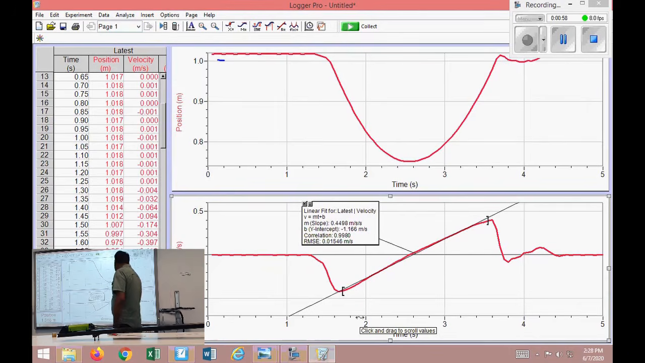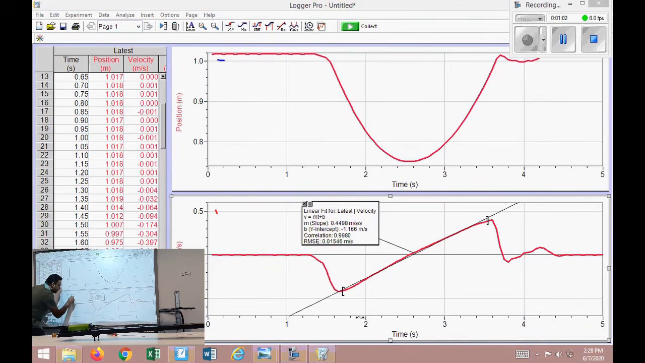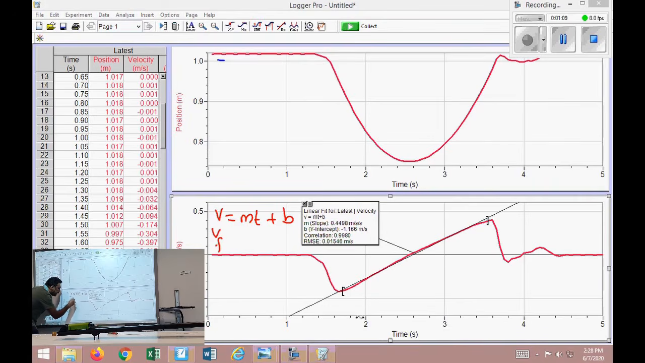Actually, it's a straight line relation. We know the equation of a straight line. Here they write v equal to mt plus b. In fact, it is v final equal to v initial plus at. This is the velocity time relation for a uniformly accelerated motion.